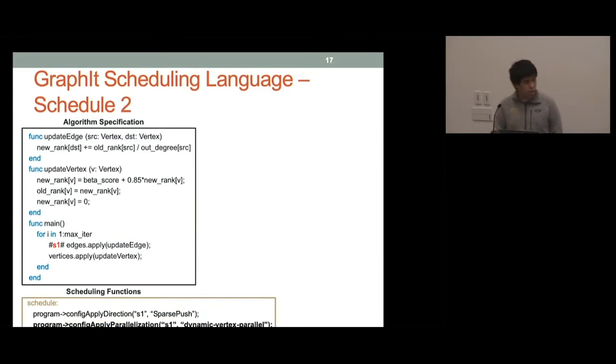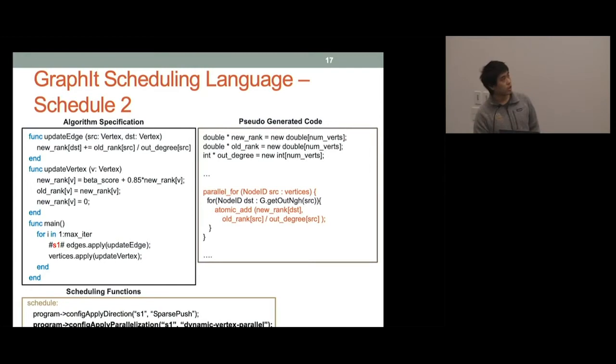You can also add parallelization to this program. So using config apply parallelization and referencing this label here S1, we can specify that we want dynamic vertex parallelism, which means that we're going to parallelize across the source vertices, and we're going to use a dynamic scheduler to do so for load balancing. And here what that does is it's going to turn this for loop into a parallel for loop. So now we're going to parallelize across the different source vertices.